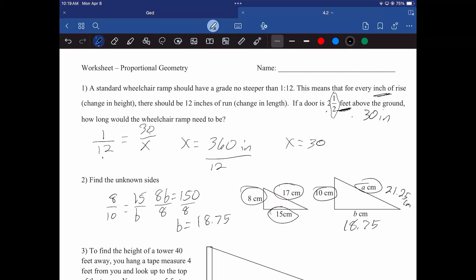Just make sure on these that you're lining them up right and comparing the right sides to the right sides for your proportions.